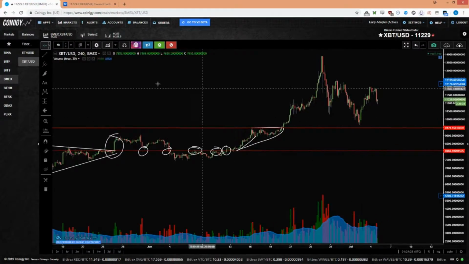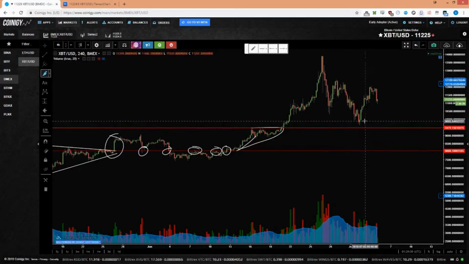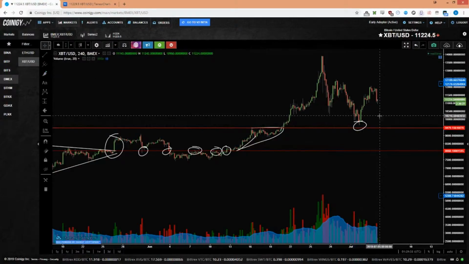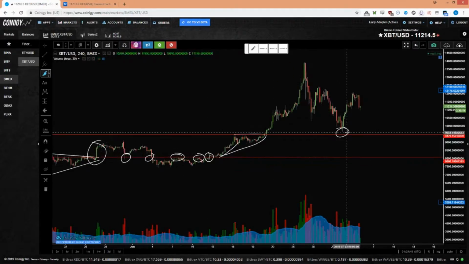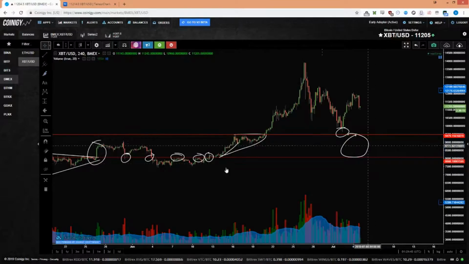And that's kind of where we bounced before. And that's why I was trying to buy in here. And then if this failed, I would be trying to buy in this zone.